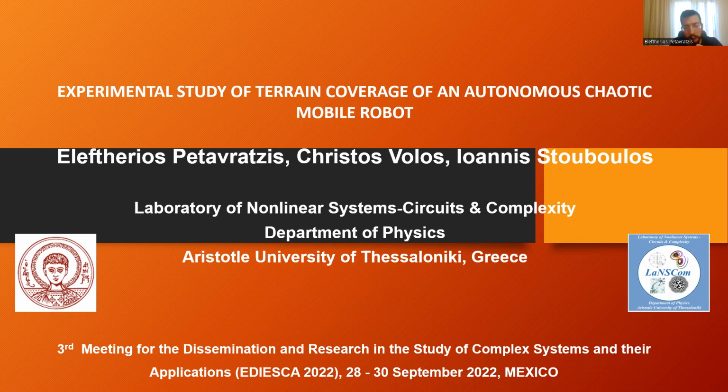Today, I would like to talk about the experimental study of a terrain coverage of an autonomous chaotic mobile robot. And with this title, you can understand that we're going to talk about mobile robots and how we can create strategies for controlling the motion of them.